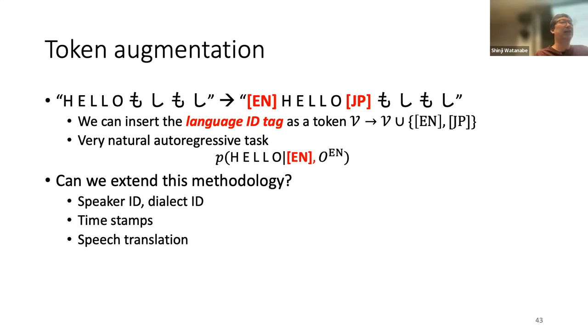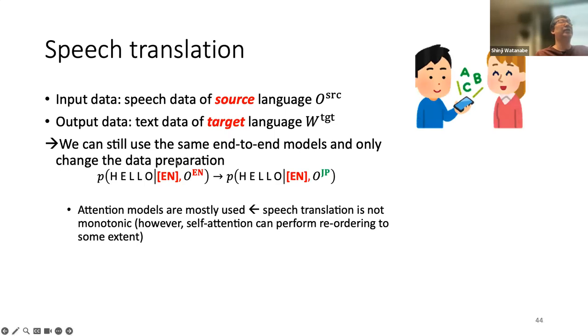Another interesting application is speech translation, which is basically a similar style. We're probably using English speech and generating English text. But by just having Japanese speech as an input, preparing the corresponding text data, and then using English as a specifier of the language, we can perform Japanese to English speech translation. And we can combine this with other languages and so on.